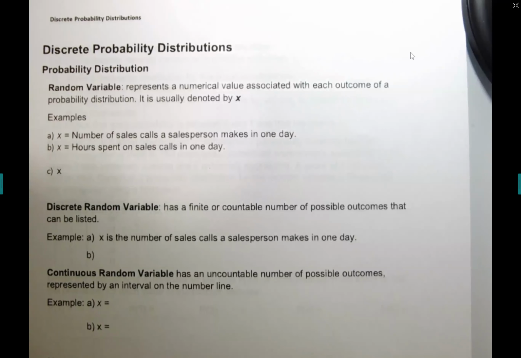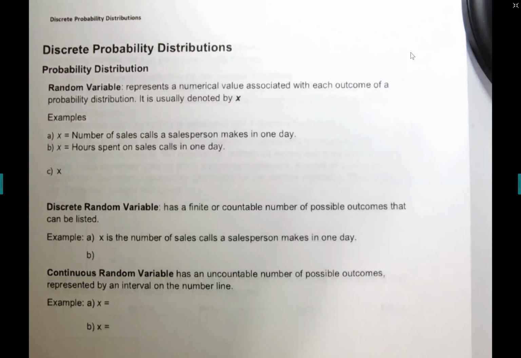Do you guys agree that this is a variable because it changes? The salesperson in one day could make 10 calls, another day make 15, a third day make no calls. So this is a variable. Another example: hours spent on sales calls in one day. How many hours the salesperson spent on making phone calls, like those mortgage people, for example, who want to sell mortgages. These hours vary. That's why it's called X.